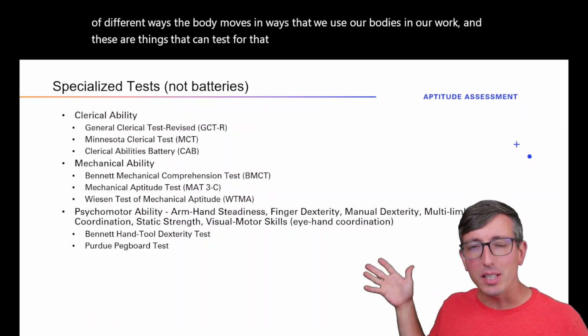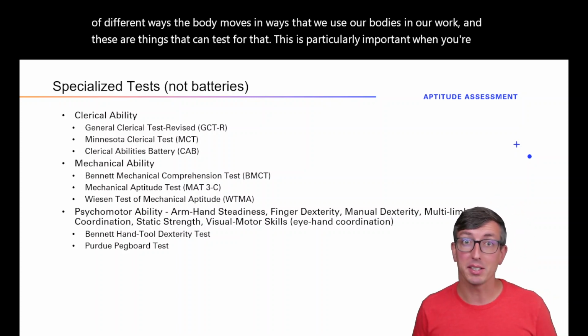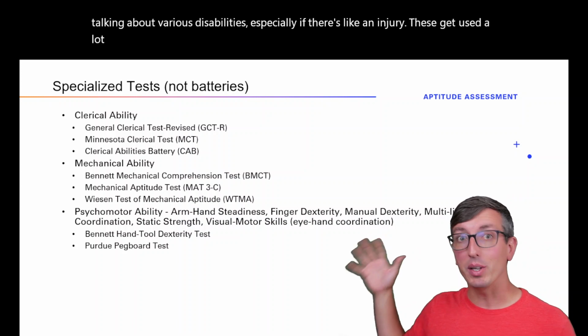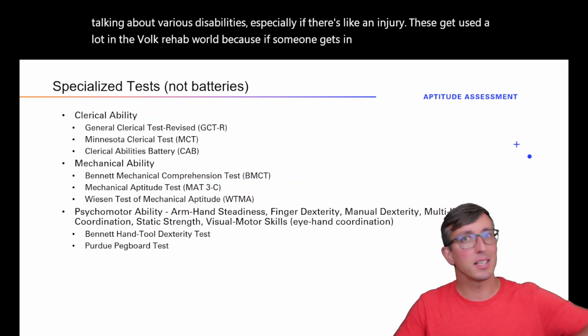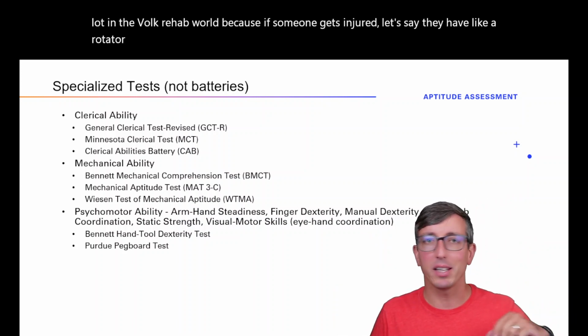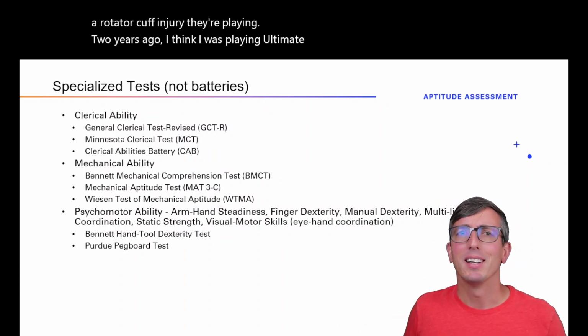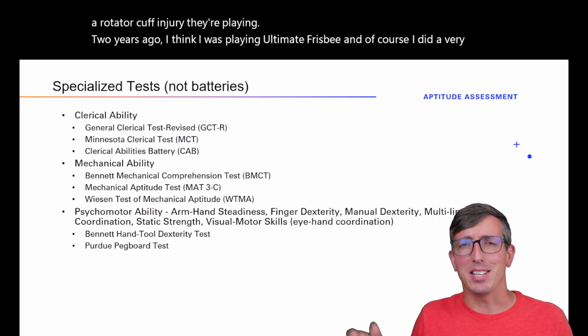This is particularly important when you're talking about various disabilities, especially if there's like an injury. These get used a lot in the voc rehab world because if someone gets injured, let's say they have like a rotator cuff injury, they're playing, 2 years ago, I think I was playing ultimate frisbee, and of course I did a very amazing diving catch for a thing.